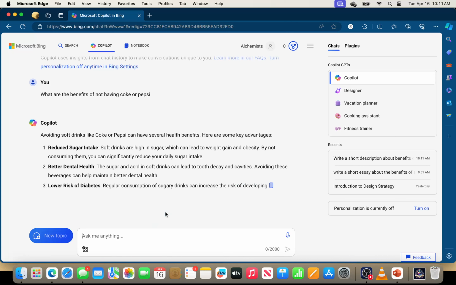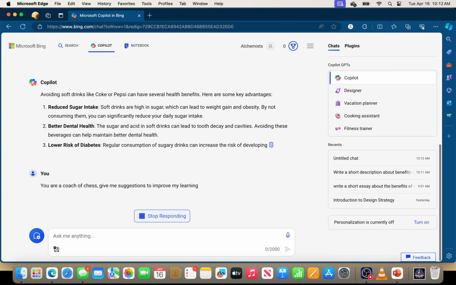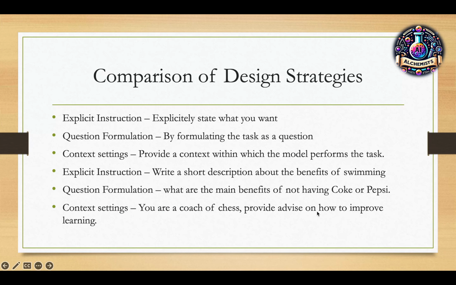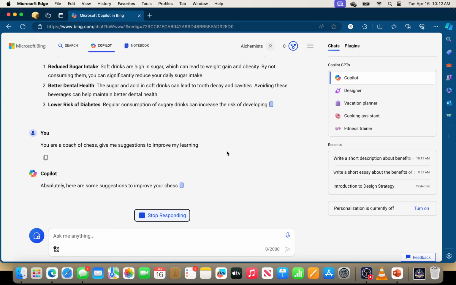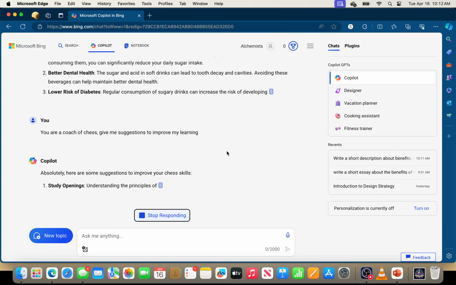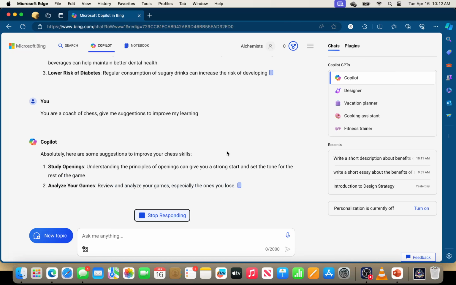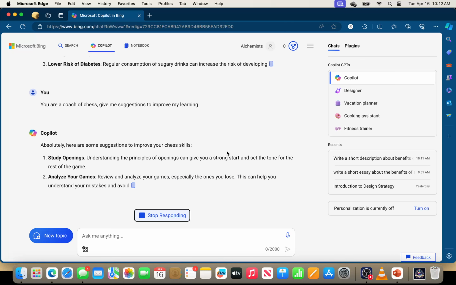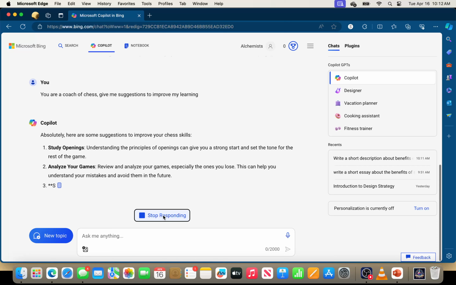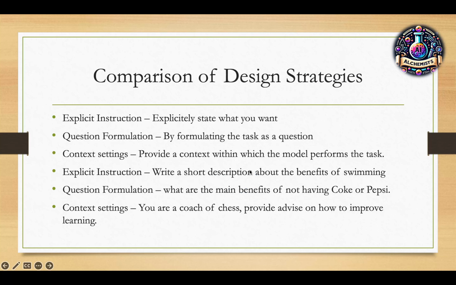I'm going to stop this one. So you can say that you are a chess coach. Give me suggestions to improve my learning. Something like that. Please advise on how to improve my learning. I put it in a different way. Let's see. Studying openings, analyzing your games. So this becomes a chess personality, right? So that's context setting.